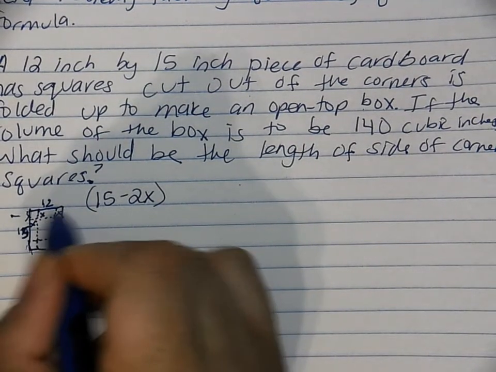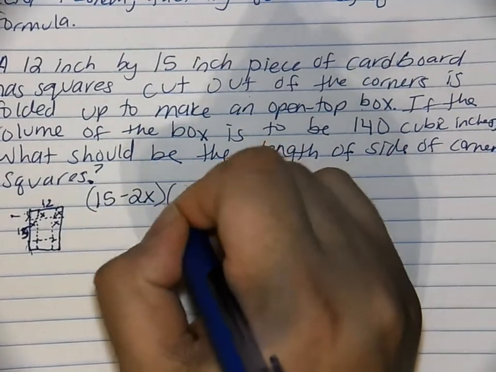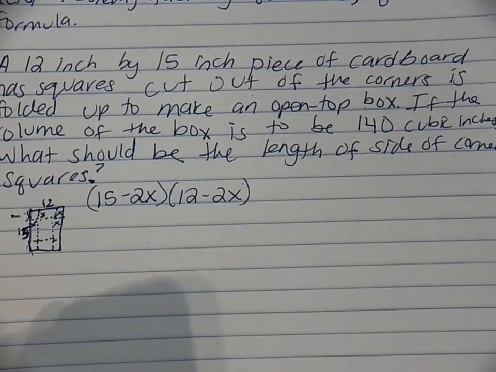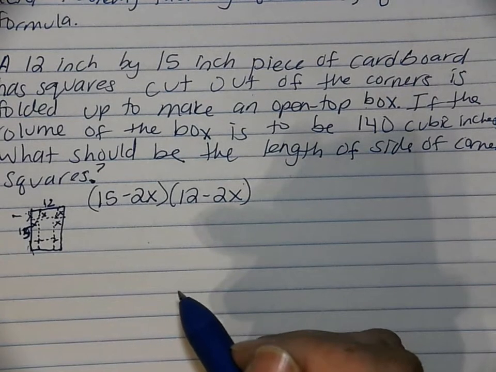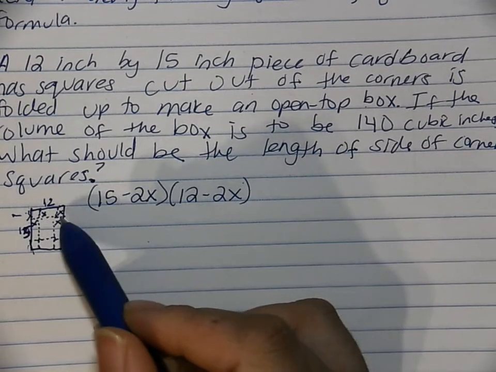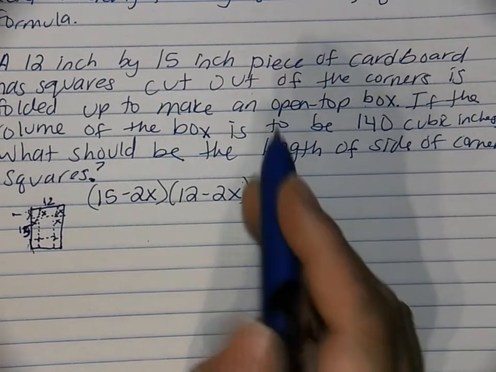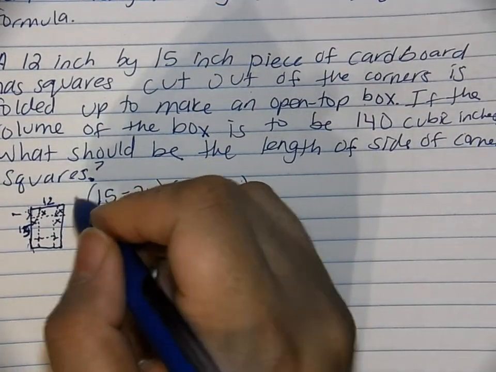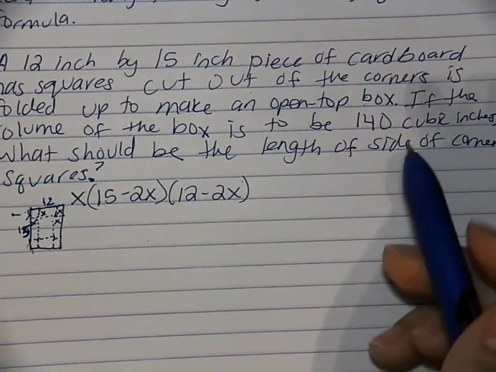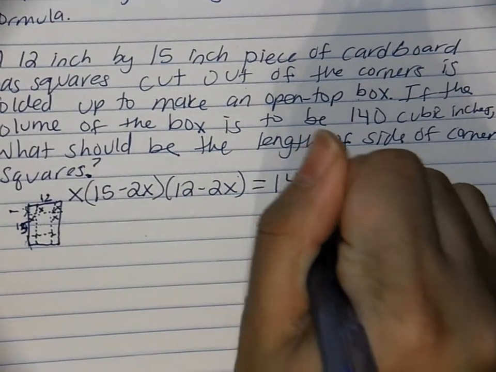And then do the same thing for the 12. The whole thing is 12, but if I cut out corners of x and x, then I would have 12 minus 2x. And then volume is always length times width times height. And we don't know what the height is here. If I was to cut these corners out, x would be the height because I would fold them in and that would create that open top. So like if you imagine taking a 3D box, that's essentially what we're doing here. So I have an x also in front because I have length times width times height. All has to equal 140.